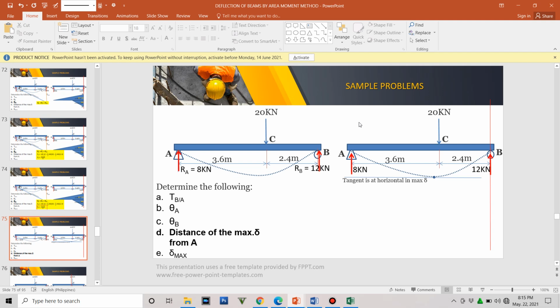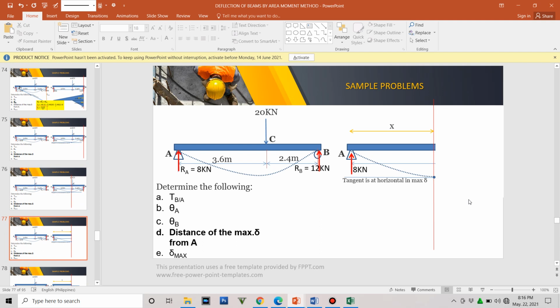Now, for the distance of the maximum deflection from A, hindi natin alam kung nasan yun. Okay? So, I'll just have a point here na yung tangent niya is horizontal. Tangent is at horizontal in maximum deformation. So, ililabel ko yan. Lalagay ko yung reference line ko diyan. At tanggalin na yung right portion.